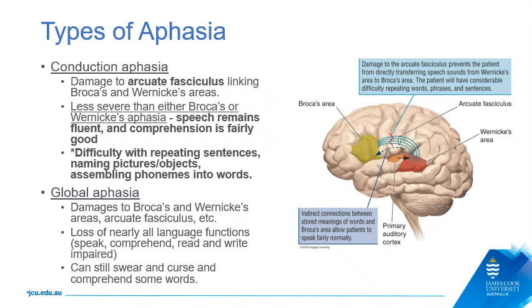And when we look at global aphasia, the fourth type, it is the most severe type, involving damage to Broca's and Wernicke's areas, the arcuate fasciculus, etc., nearby areas. And there is loss of nearly all language functions. To speak, to comprehend, read and write, they're all impaired. And surprisingly, the person can still swear and curse and comprehend some words.